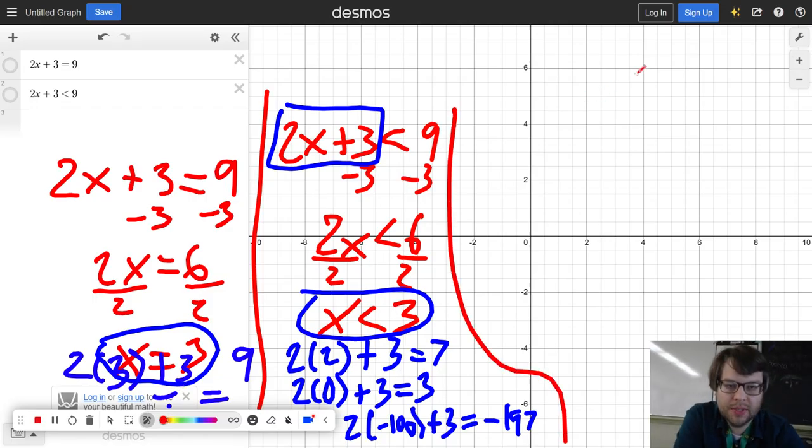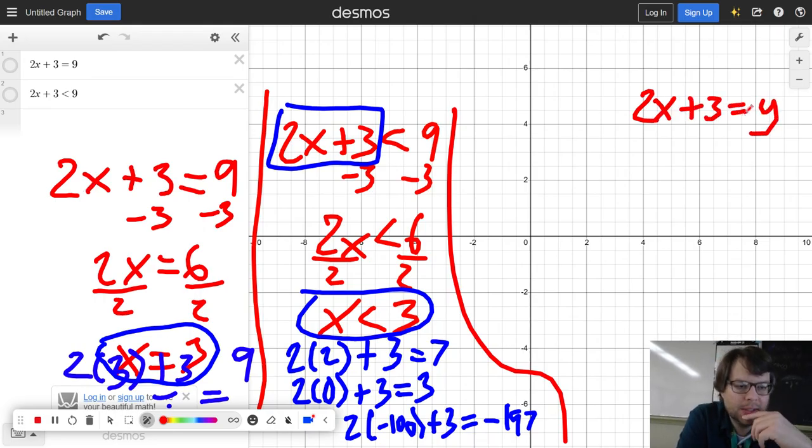We've seen a lot of problems like this. 2x plus 3 is equal to y. I can't even do the same thing here because if I subtract 3 from both sides, I don't know what y minus 3 is. If I divide by 2, I don't know what y divided by 2 is. So I can't get a single answer here.